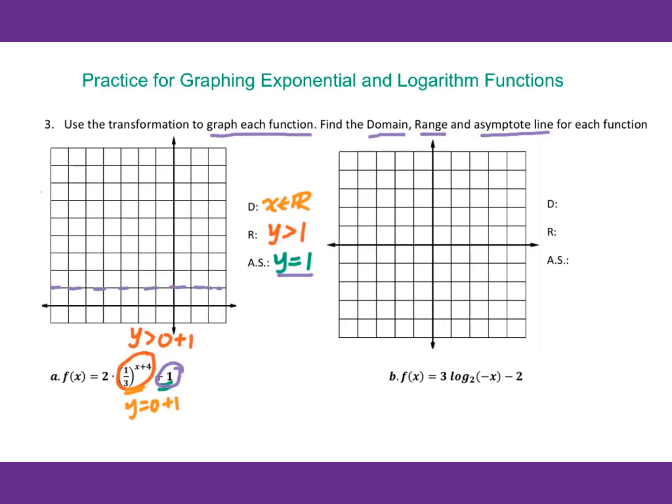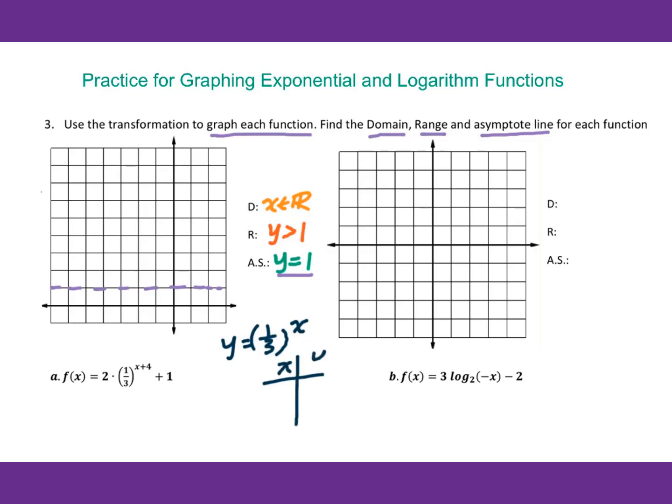Then we try to sketch the graph. For sketching the graph, we will find the parent function. Parent function will be y equals 1 over 3 to the x power. Then we get the table. X will be negative 1, 0, 1. 1/3 to the negative first power is 3. 1/3 to the 0 power is 1. 1/3 to the first power is 1 over 3.